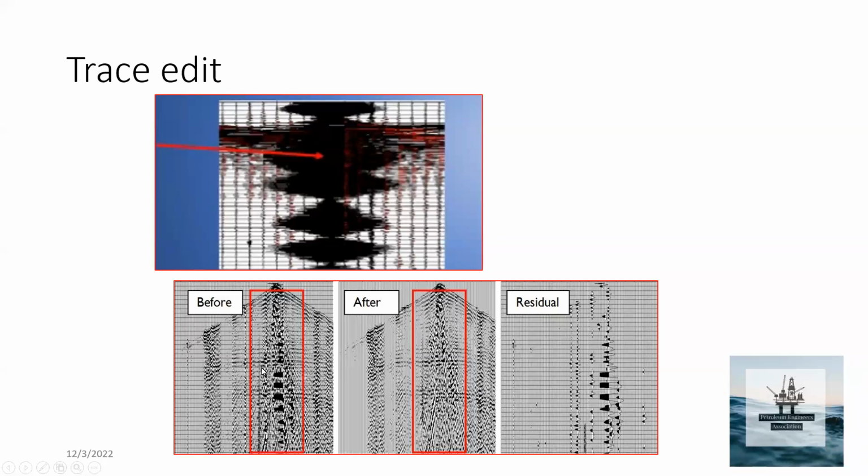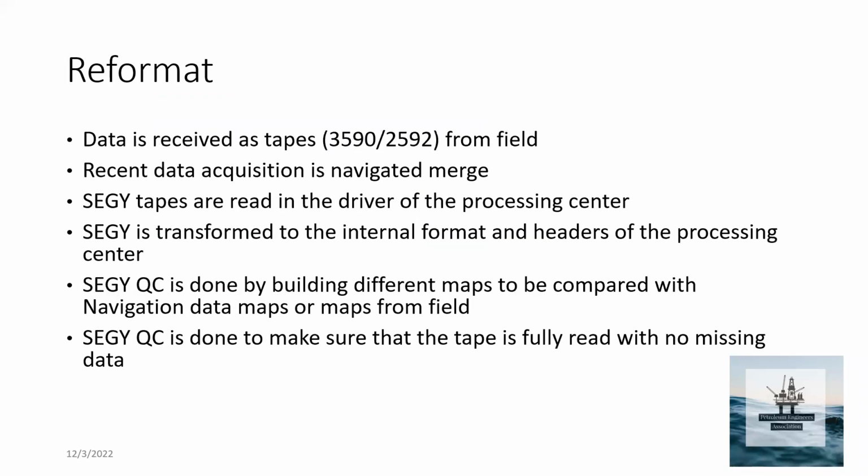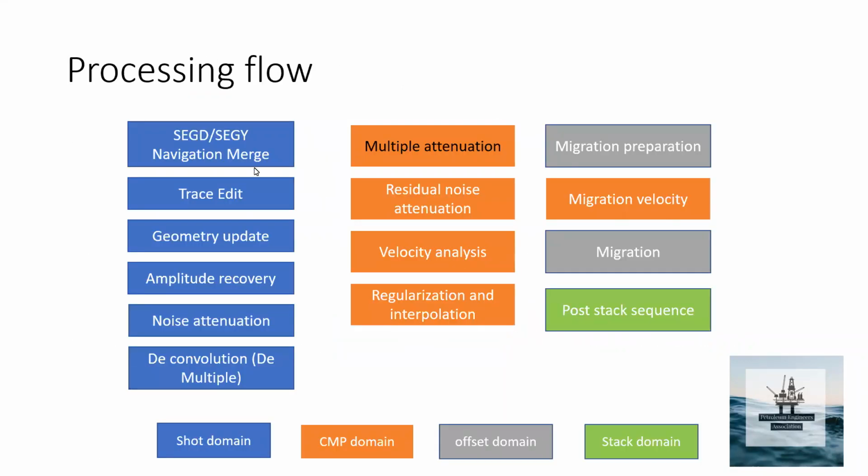How this is done, I will explain it now. We will go to the noise attenuation and frequency filter, and I will explain to you how this is done in the processing center. So for the noise attenuation step, I can go a few slides back to the flow. We talked about the reformat, trace edit. Now we are going to talk about noise attenuation.